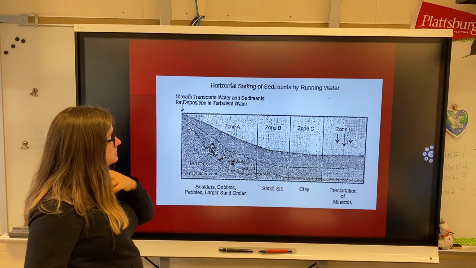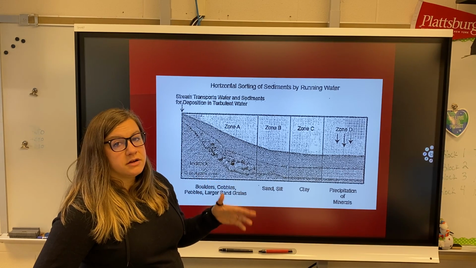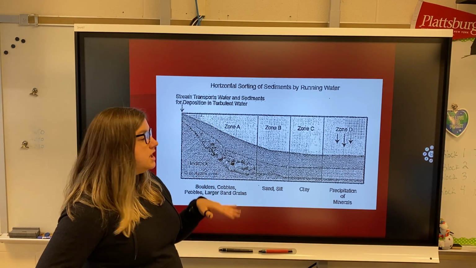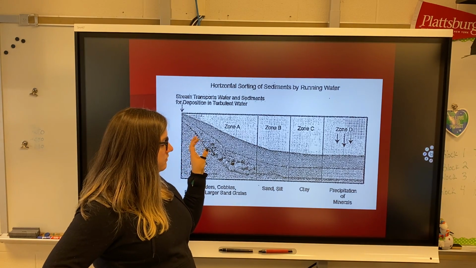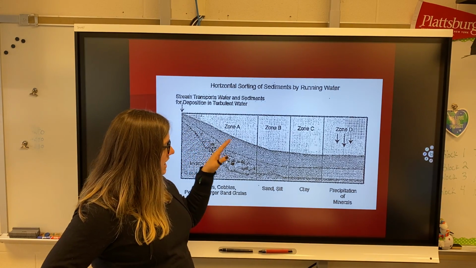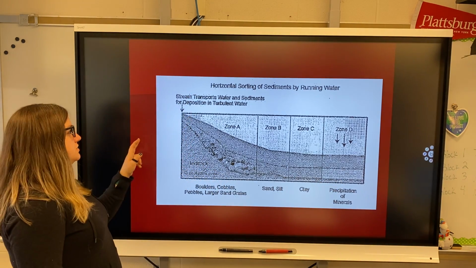And this is just reinforcement of horizontal sorting. When a river enters a larger body of water, such as the ocean, you have your large sediments over here at the very beginning of where the water met the ocean, and the farther you go out, the particles get smaller. This is horizontal sorting.